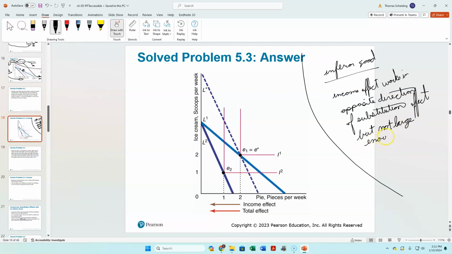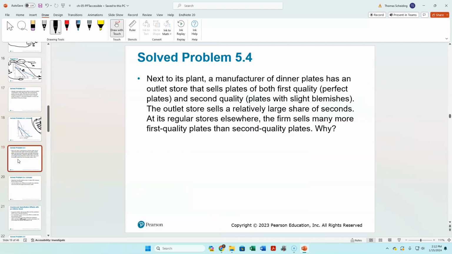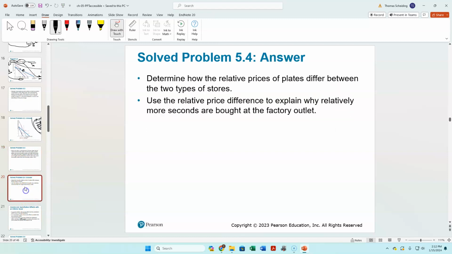It's not large enough to overwhelm it. Which is why inferior goods still have downward sloping demand curves. And so we, in essence, can kind of see this in here.